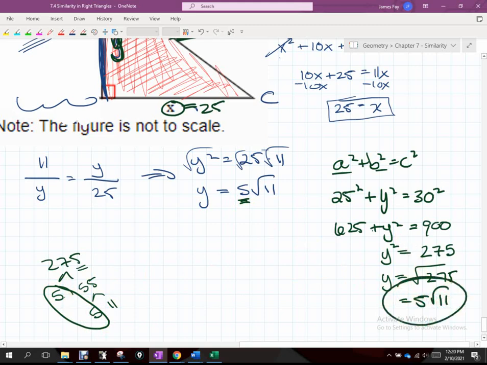So what I'm trying to show you here is this proportion process with geometric means is a valid concept, because we were able to find the exact same answer in this situation for that y distance by using another concept that we've already demonstrated or already learned to be true. Okay, so a squared plus b squared equals c squared is different than this geometric means work.